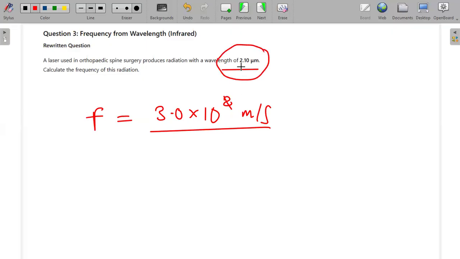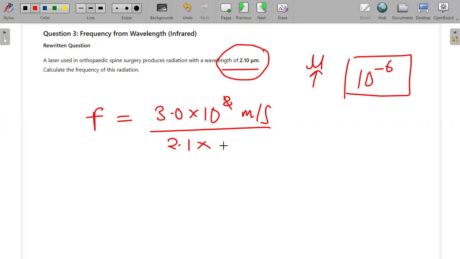So we have to change it into meters. This will be 2.1 multiplied by this micro here. From the metric table, we said micro is the same as 10 to the power minus 6. So I'll replace this symbol, which is called micro in relation to the units, with its value, which is 10 to the power minus 6, and then that will be meters.